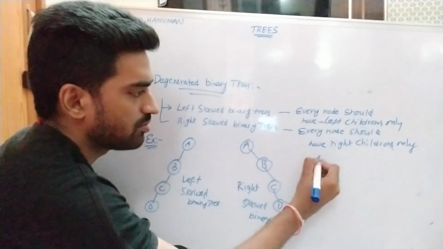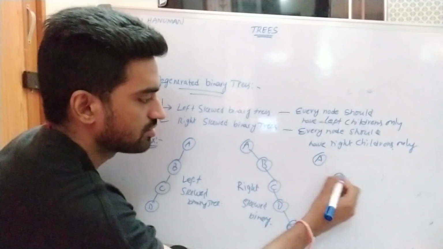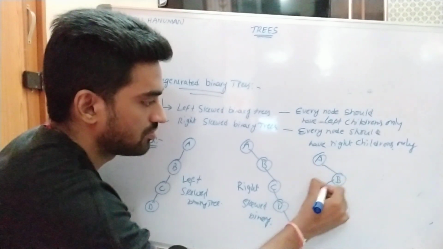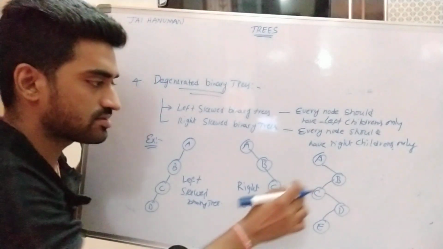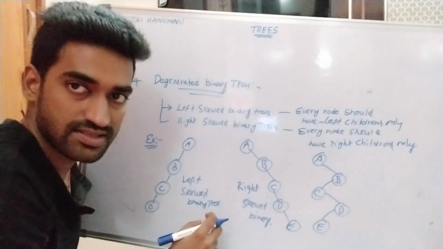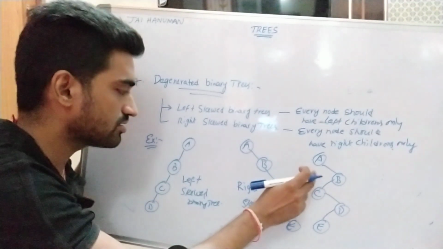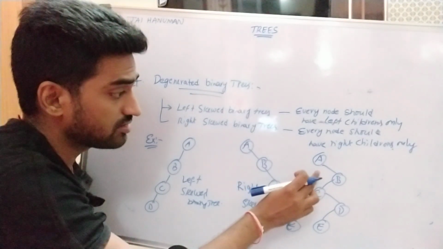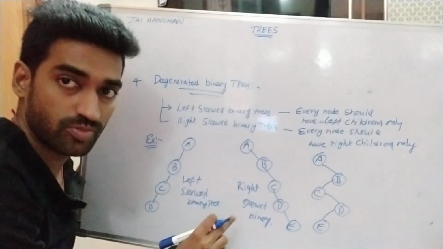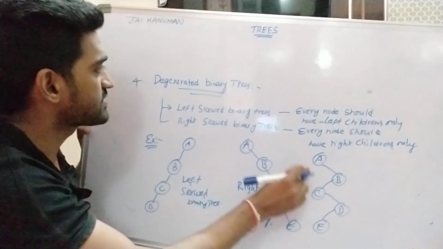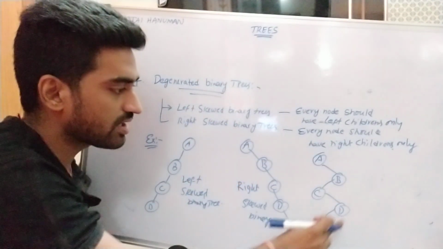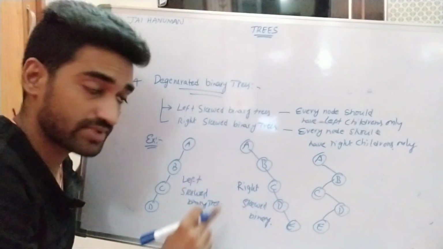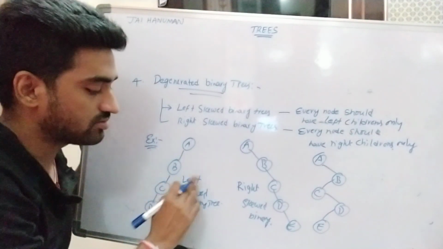And here I am taking one more example, A, B, C, D, E. This tree is a combination of both left skewed as well as right skewed binary tree. This example does not come under the left skewed binary tree or the right skewed binary tree, but it is a combination of both. So that's why this tree comes under the degenerated binary tree. So this is also one of the types of degenerated binary tree. It is a combination of both left skewed as well as right skewed binary tree, right?